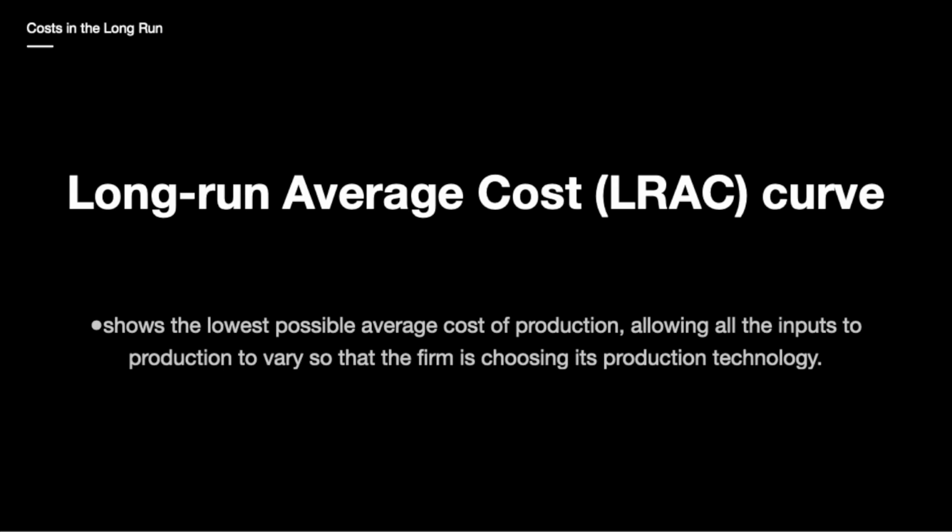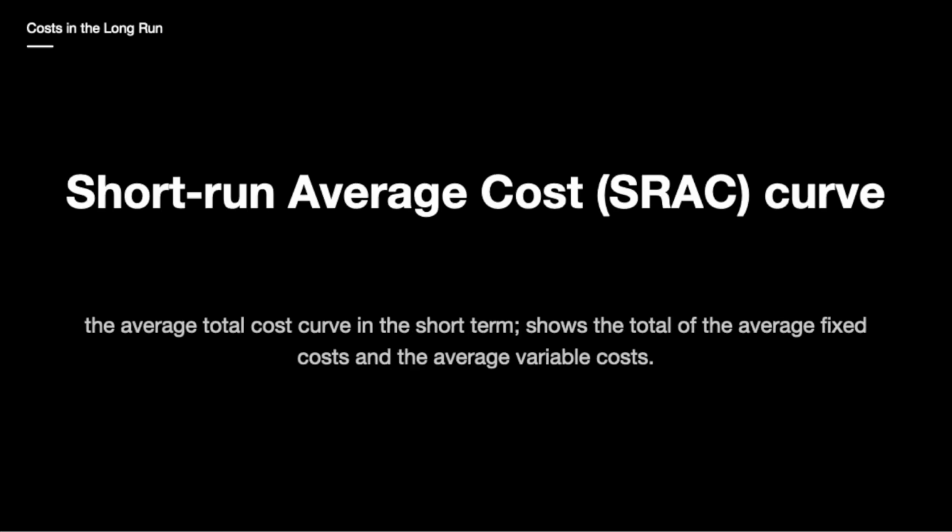Shapes of the long-run average cost curves. The long-run average cost curve, LRAC curve, shows the lowest possible average cost of production, allowing all the inputs to vary so that the firm is choosing its production technology. Short-run average cost curves, SRAC curves, are the average total cost curve in the short term. This shows the total of the average fixed costs and the average variable costs.